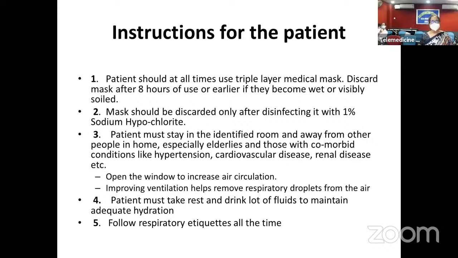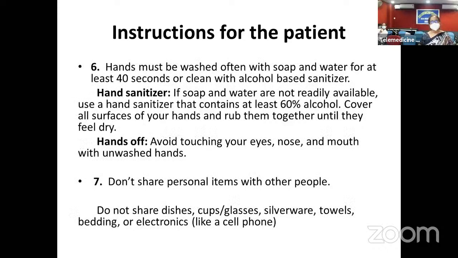The patient must stay in the identified room away from other people in the home, especially the elderly and those with comorbid conditions like hypertension, cardiovascular disease, renal disease. Open the window to increase air circulation, as improving ventilation helps remove respiratory droplets from the air. The patient must take rest, drink lots of fluids to maintain adequate hydration, and follow respiratory etiquette all the time.